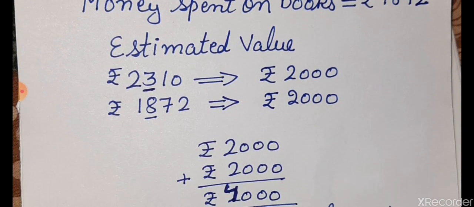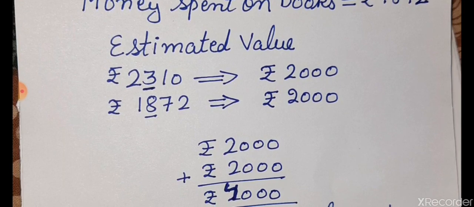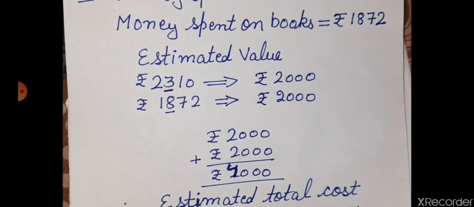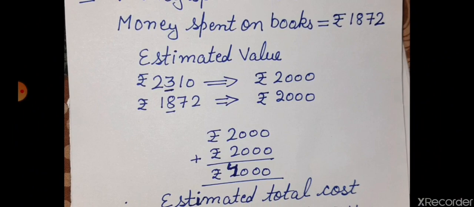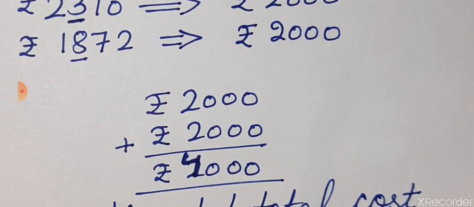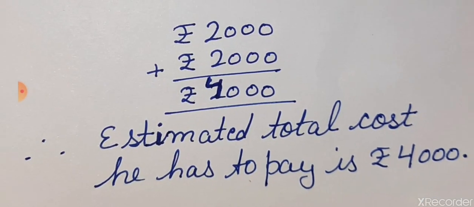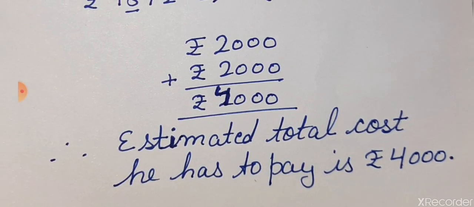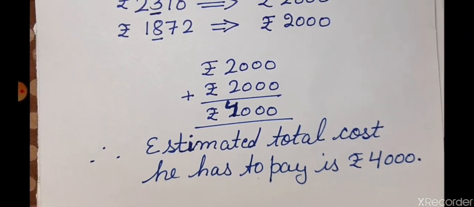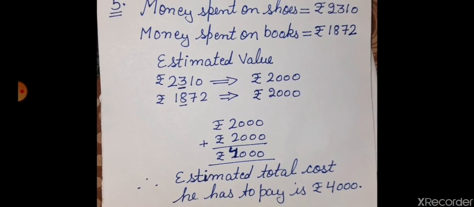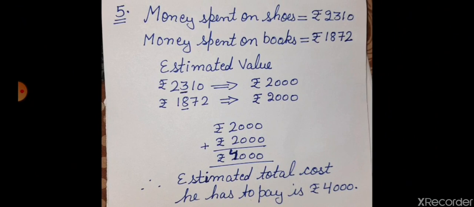After that, we have to find the estimated money he has to pay. If we add both estimated costs, that is 2000 and 2000, the answer will be 4000. Therefore, the estimated cost he has to pay is rupees 4000. Just keep in mind, this is the estimated cost, not the actual cost. This is how you will do the sum.